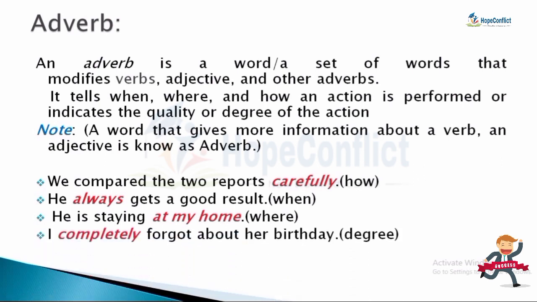I completely forgot about her birthday. Now in this example, completely is your adverb. So how? In our definition we have seen it tells us when, where and how an action is performed or indicates the quality or degree of the action. What action? The action of forget. And how much? Completely. It is more information. So in this example, adverb is completely. Okay, is it clear? Now let's see next example. Hopefully we will win the match. How will we win the match? Hopefully. So adverb is hopefully.